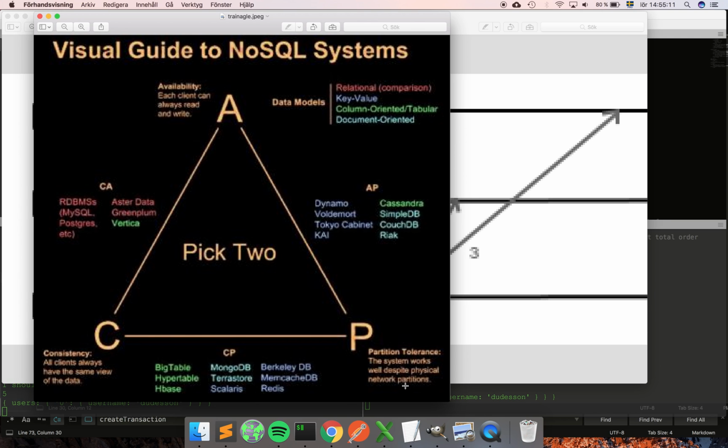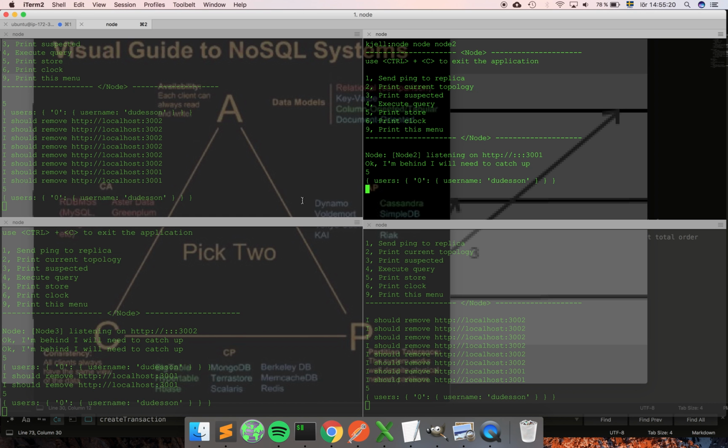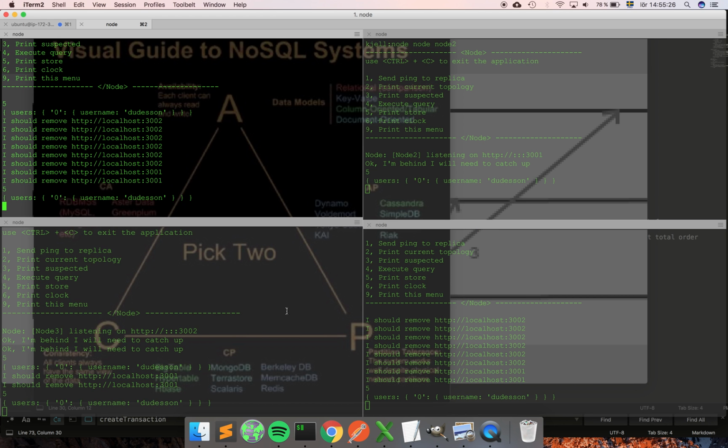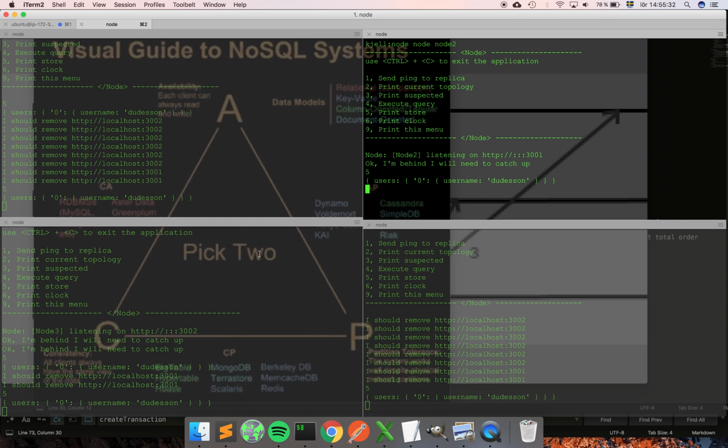And the last thing is partition tolerance, which states that the system should work even though you might have physical network partitions. So in our case, partitioning might be that maybe these two nodes know about each other, but they're disconnected from these two nodes. And these two nodes know about each other, but they're disconnected from these two nodes. So that is an example of a partitioning.